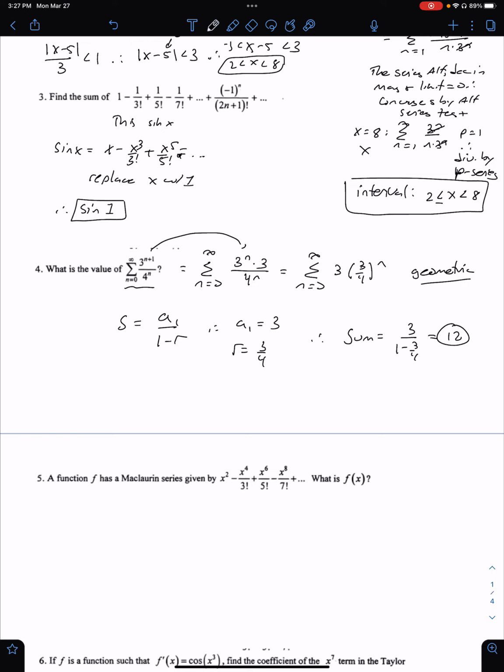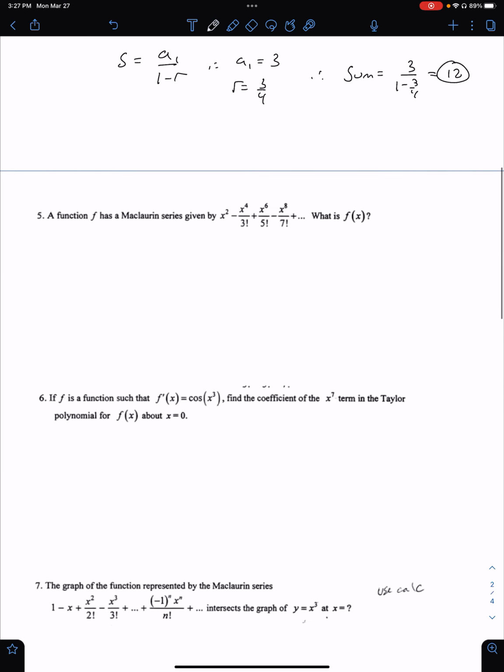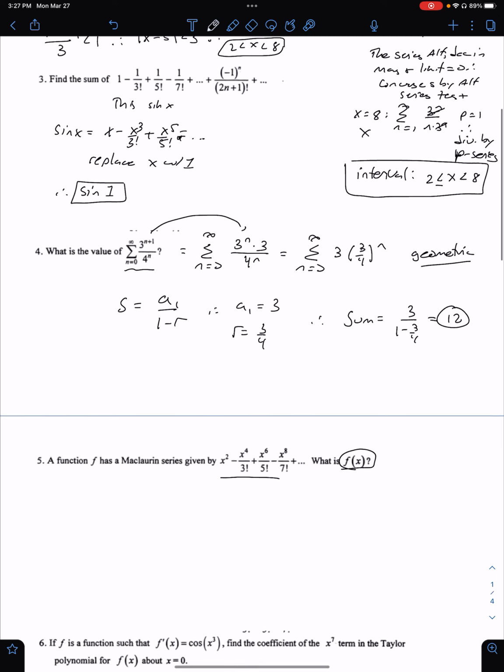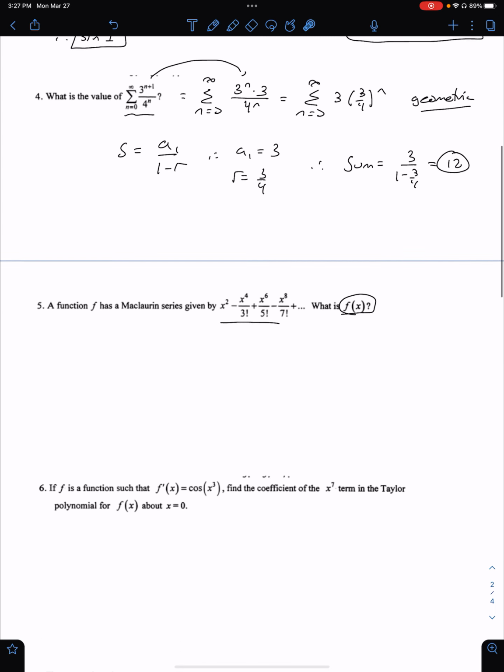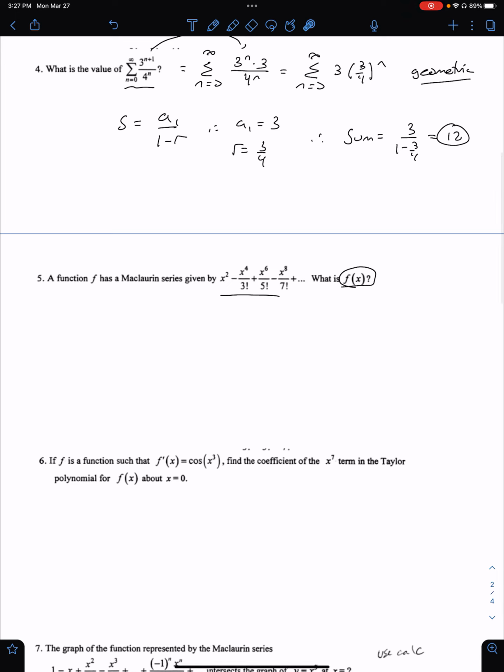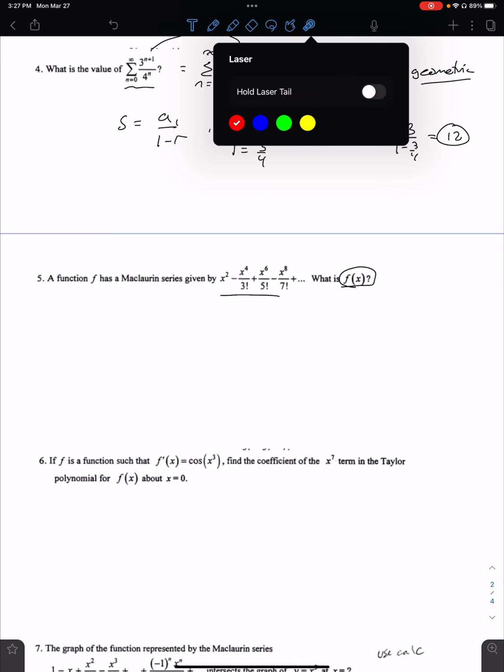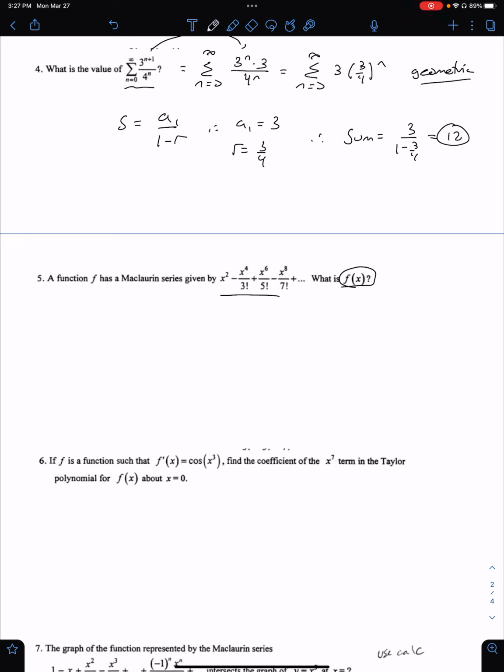All right. Number 5, we want a function that has a Maclaurin series of the following. What is f of x? So this is very similar to what we did for number 3. We want to find the original function for this. And let's see what's going on here.